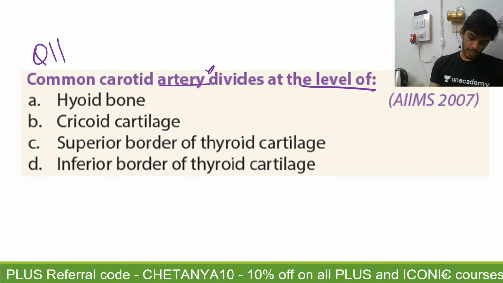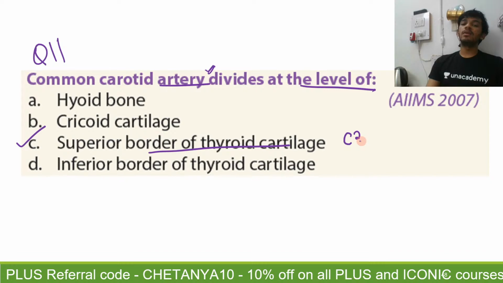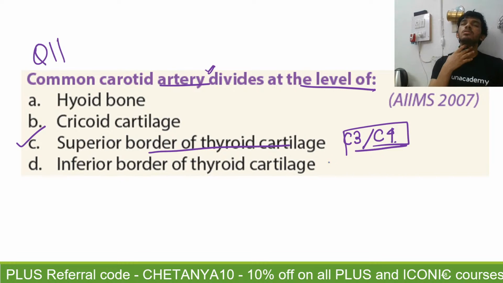Okay, a lot of you are saying C. Ishika Goel is also saying C. Papa Mithu is also saying. Right. So I told you that it occurs at the superior border of the thyroid cartilage. And what is the vertebral level here? That is the C3, C4. That is the vertebral level at which this bifurcation occurs. Superior border of thyroid cartilage.